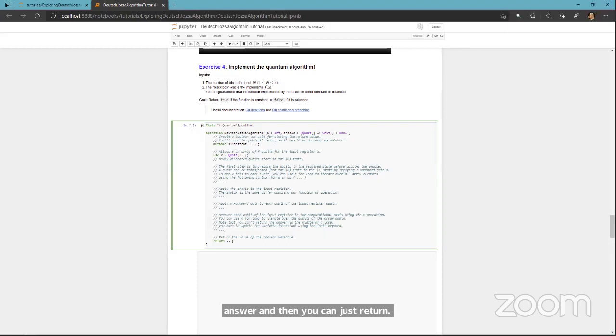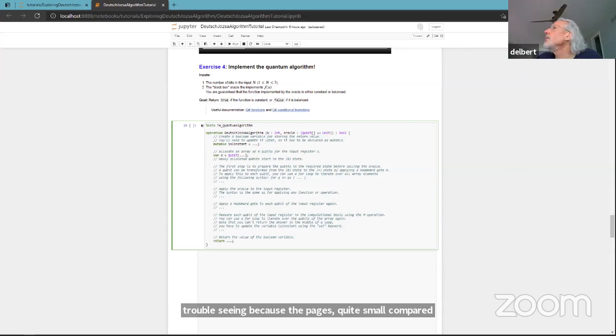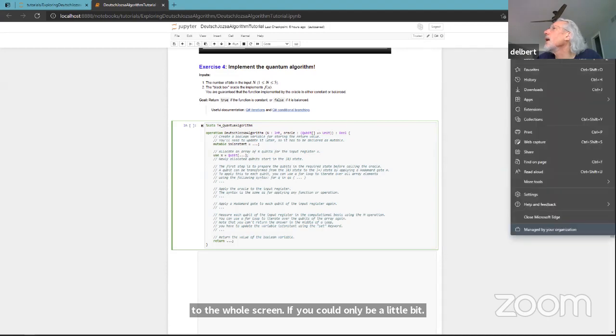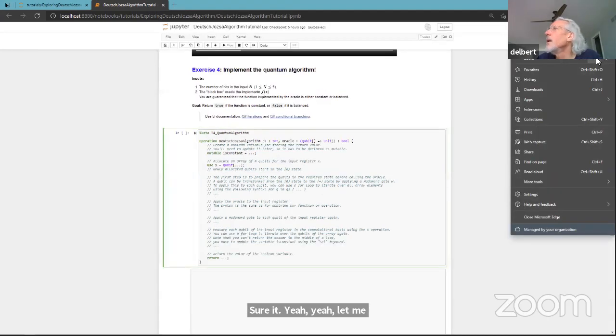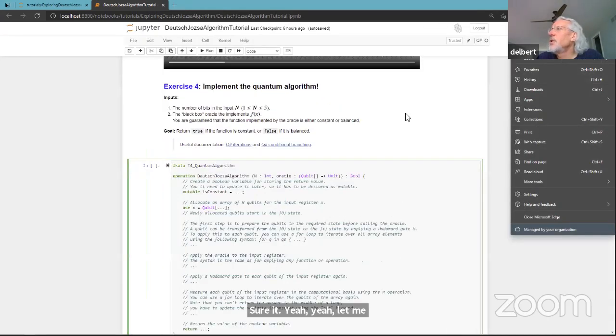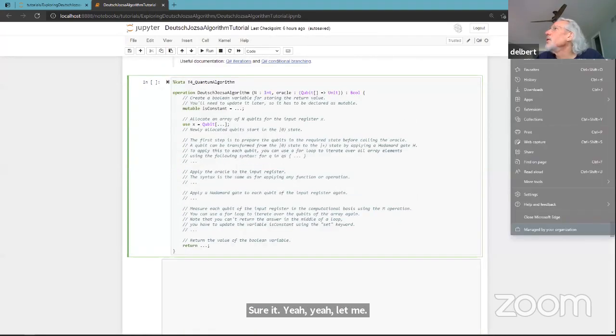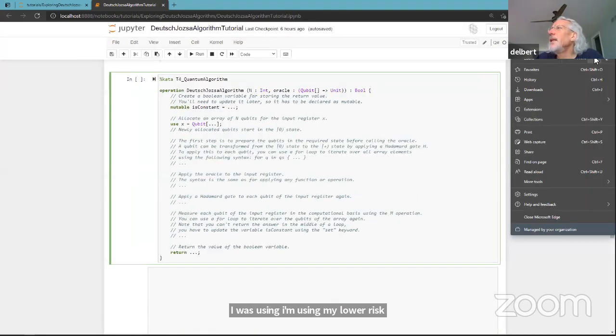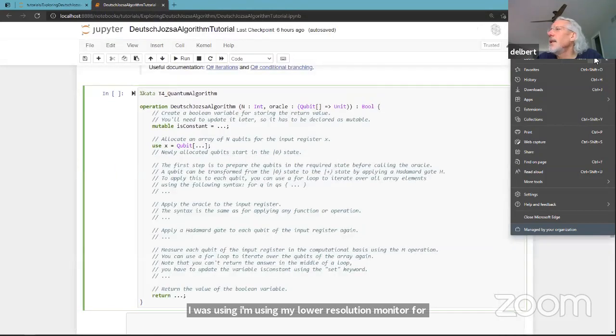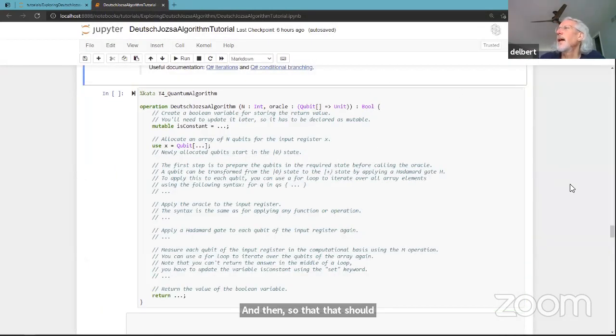Albert, sorry to interrupt, I think some people have trouble seeing because the page is quite small compared to the whole screen. If you could maybe zoom in a little bit. Sure. Yeah. Let me do that. I'm using my lower resolution monitor for this just to make it easier to see. And so that should give you a better look at it.